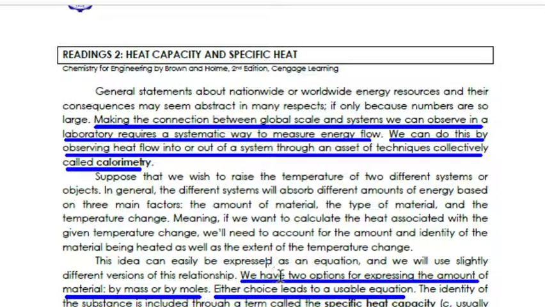As mentioned, making the connection between global scale and systems we can observe in a laboratory requires a systematic way to measure energy flow. We can do this by observing heat flow into or out of a system through a set of techniques collectively called calorimetry. So we have two options for expressing the amount of material. It's either by mass or by moles. But either choice leads to a usable equation in computing heat.